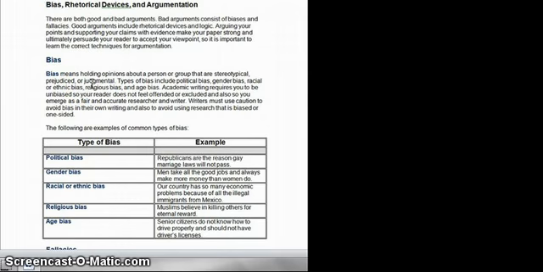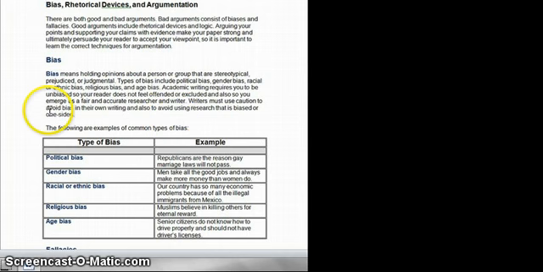What exactly is bias? Bias means holding opinions about a person or group that are stereotypical, prejudiced, or judgmental. Types of bias include political bias, gender bias, racial or ethnic bias, religious bias, and age bias. Academic writing requires you to be unbiased so your reader does not feel offended or excluded, and also you emerge as a fair and accurate researcher and writer.